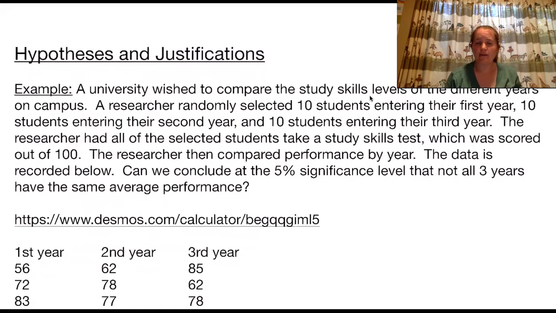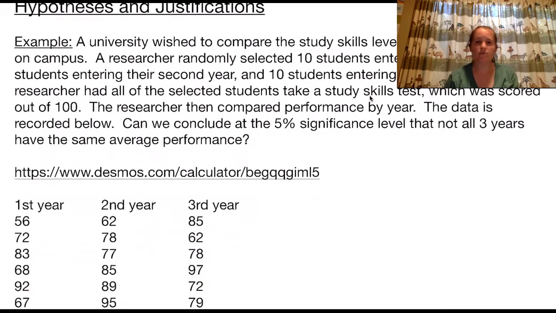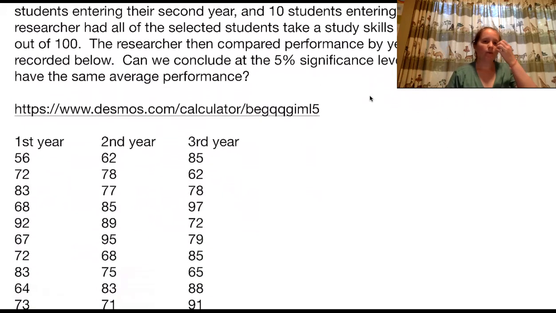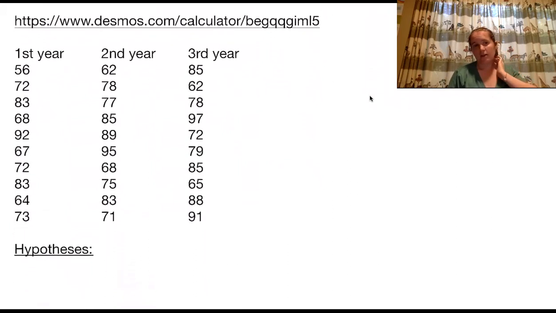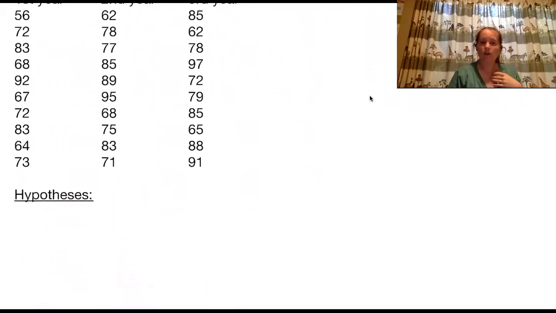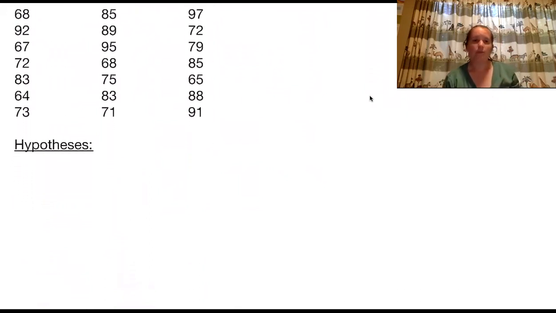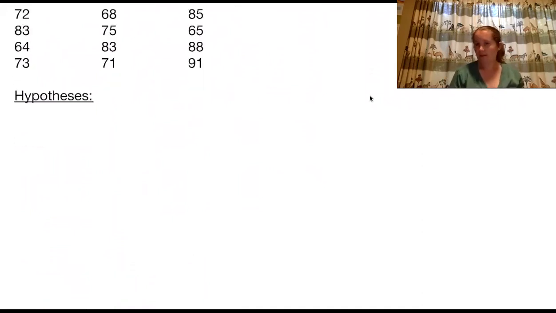I went through the data in my introduction to one-way ANOVA video, so I'm not going to read them all off at this point. We also looked at the box plots in that video. So here are the hypotheses. Our ultimate goal is to see if the means are different or not the same. Our null hypothesis will be that the means are the same.